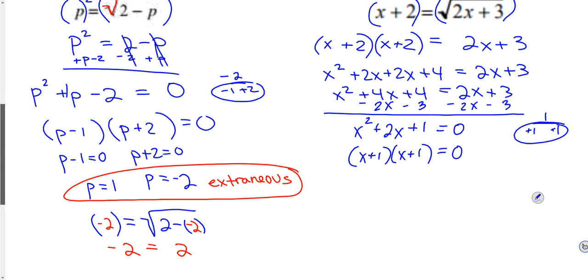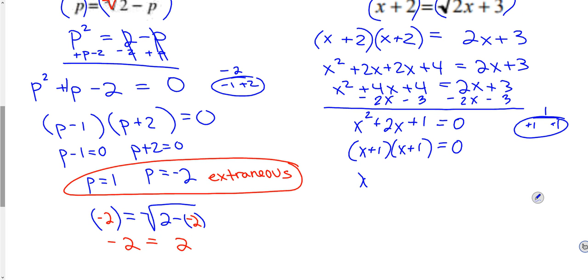So we set each one equal to 0, and I don't actually have to solve it twice since they're the same problem. X plus 1 equals 0. We already know the first one's going to be negative 1, so the second one's going to be negative 1. And then we go back and check. So here's the check.